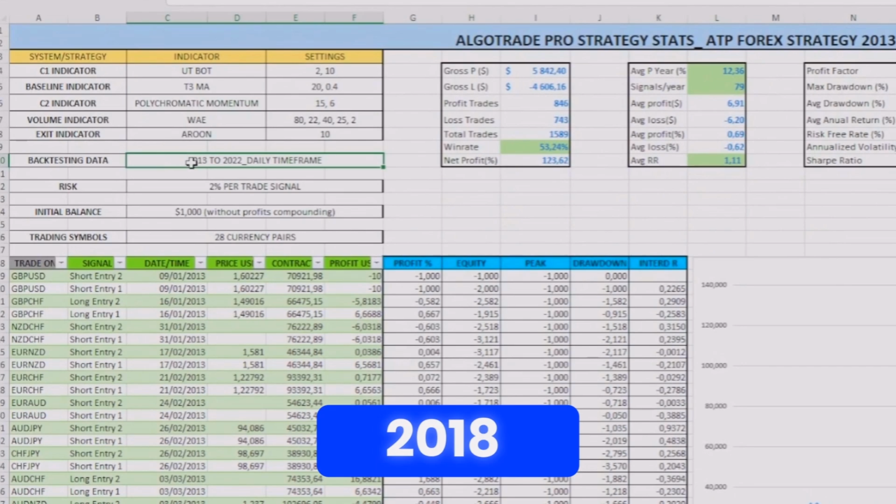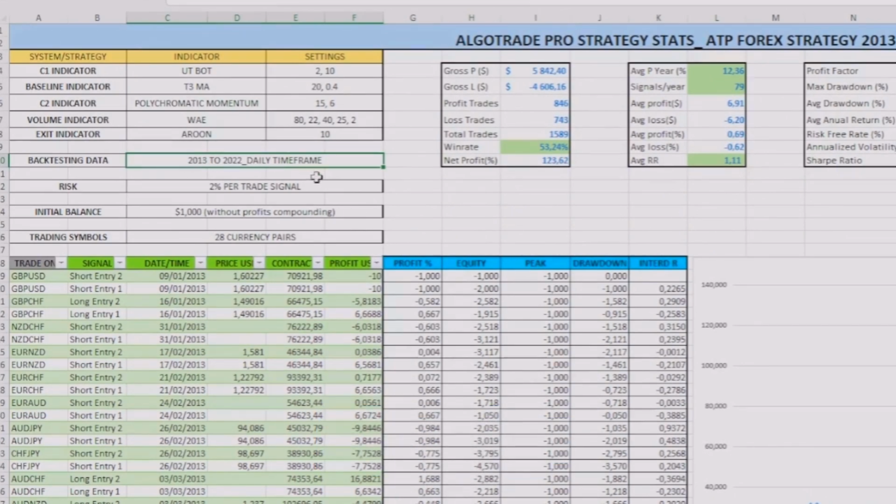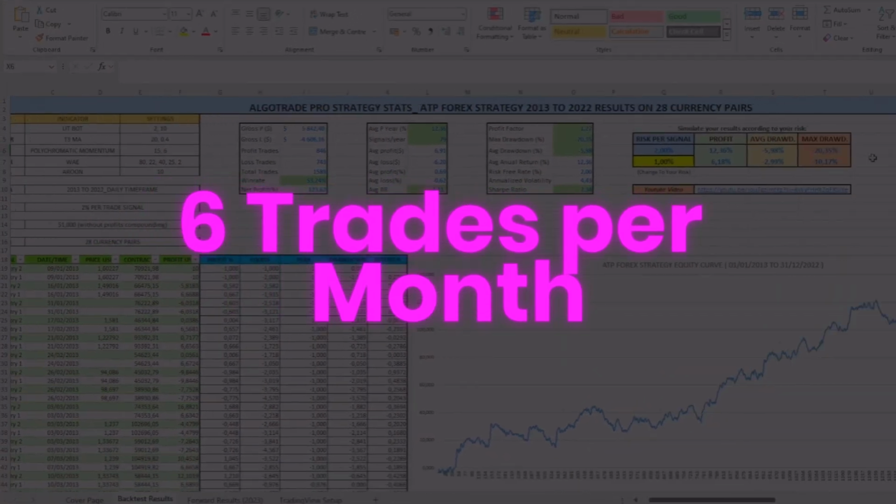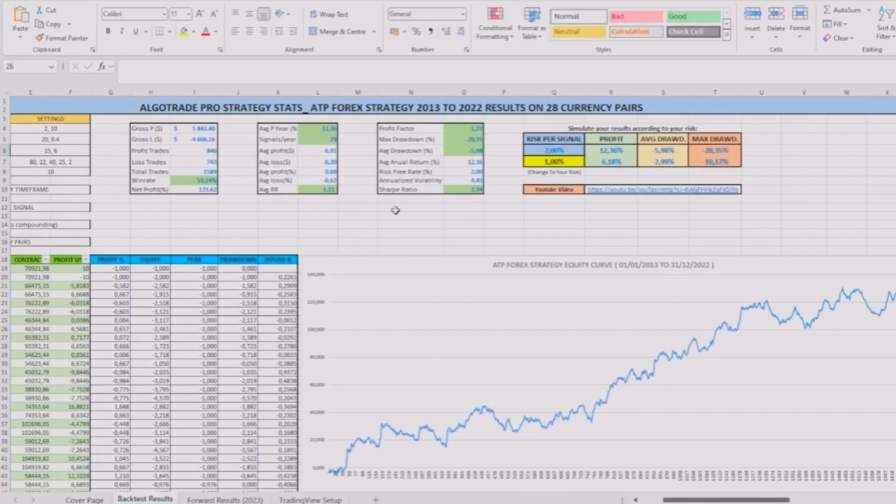Over the last 10 years, since 2013, this strategy has shown a 53% win rate, with a profit factor of 1.27 and a Sharpe ratio of 2.34. And by trading the 28 most used currency pairs, it achieved a consistent return on investment of 12.36% in every year, by taking only 79 signals per year, which is the same as 6 trades per month. So if you don't have much time for trading, this strategy is perfect for you.